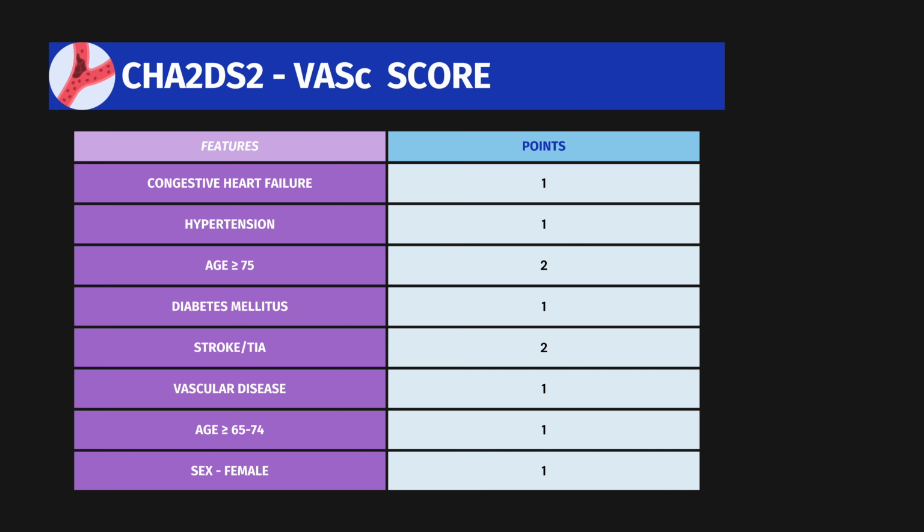Okay, now coming back to stroke. So we use a CHA2DS2-VASc score for stroke. This is used to assess if a patient should be put on a direct oral anticoagulant. So this is basically the scoring system.